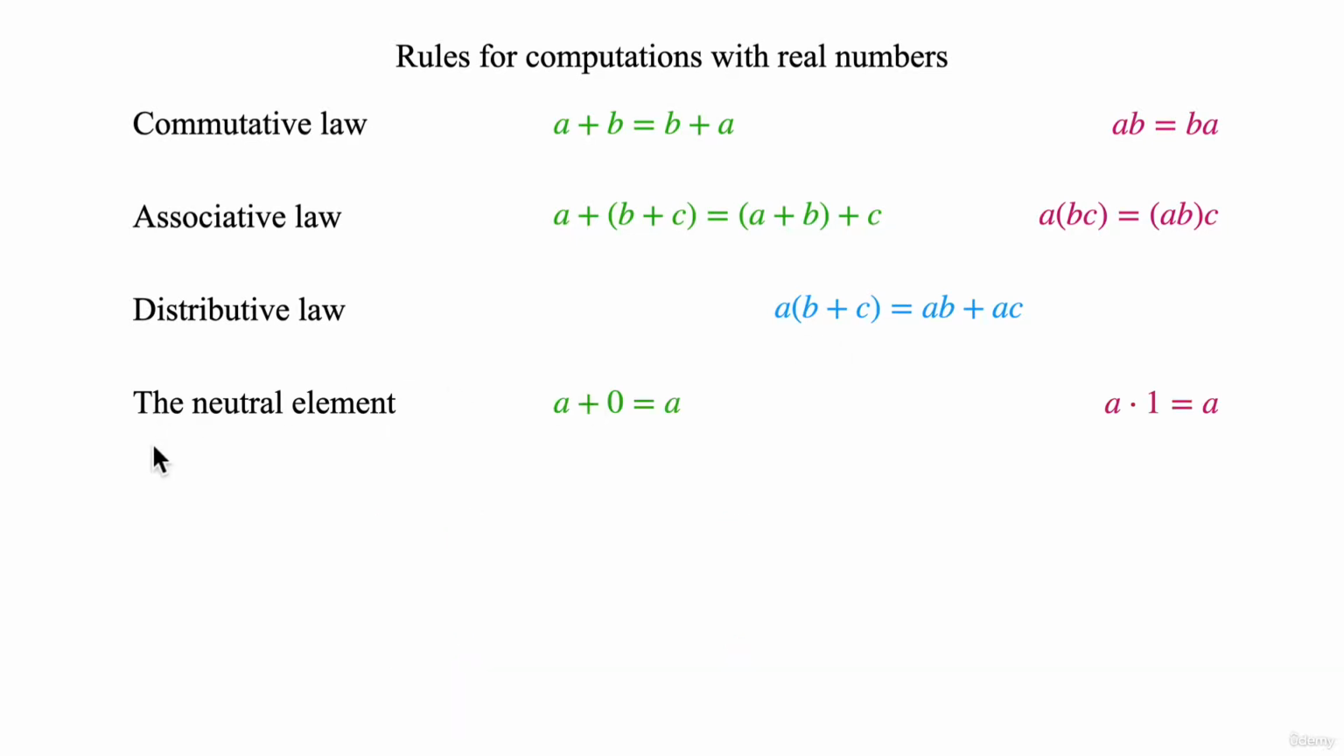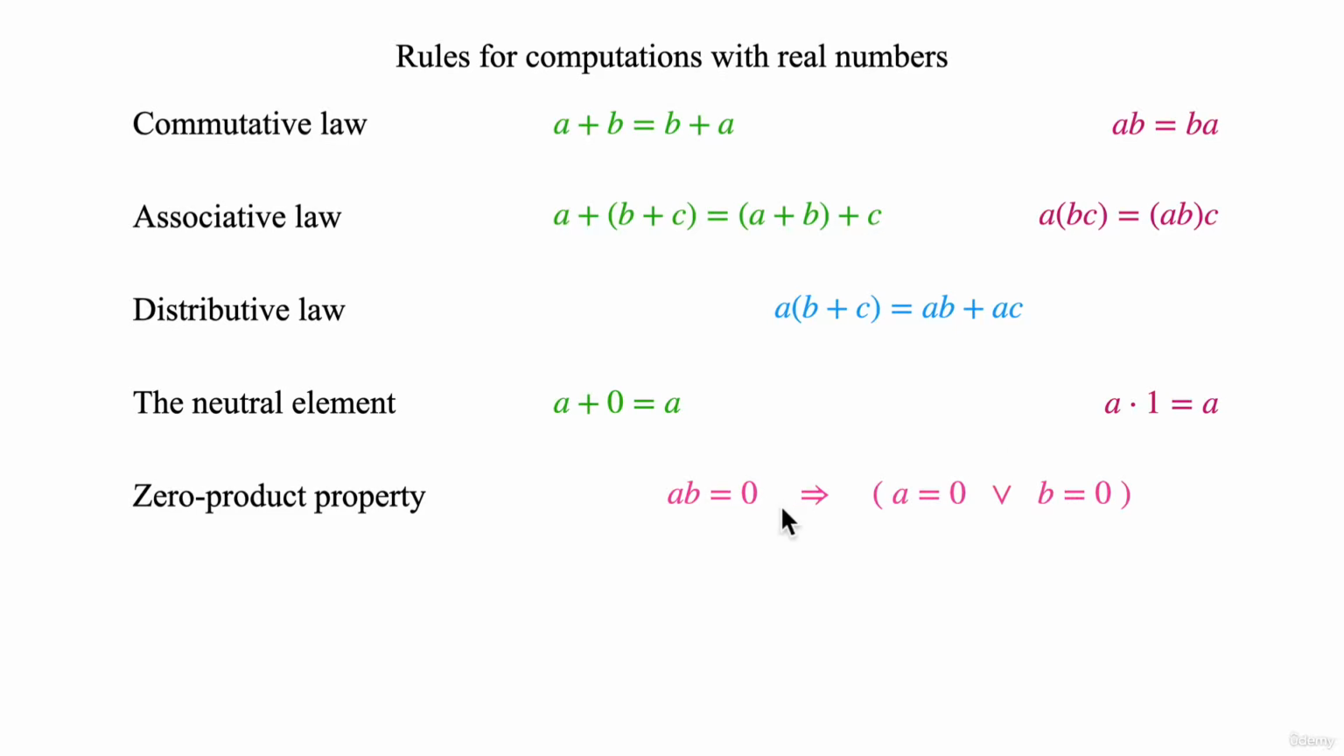The next one, the neutral element of the addition is 0, and this means that if you add 0 to anything, you will not change this anything. It will just be like the same thing. So addition of 0 changes nothing, and in this way 0 is the neutral element of the addition. And the same way for multiplication with 1. 1 is the neutral element of multiplication. It means that if you multiply anything by 1, you will not change this anything. It will still be the same number.